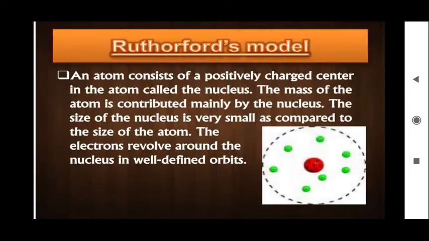Later on, another scientist called Rutherford came, and he proposed this model. According to Rutherford's model, an atom consists of positively charged particles in the center, which is called the nucleus. The mass of an atom is contributed mainly by the nucleus. The size of the nucleus is very small compared to the size of the atom. The electrons revolve around the nucleus in well-defined orbits.